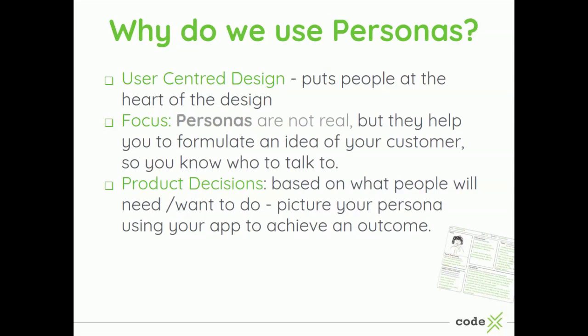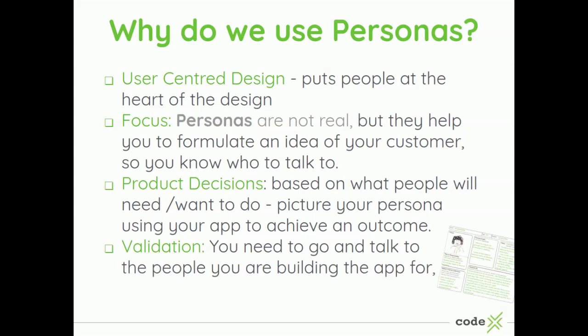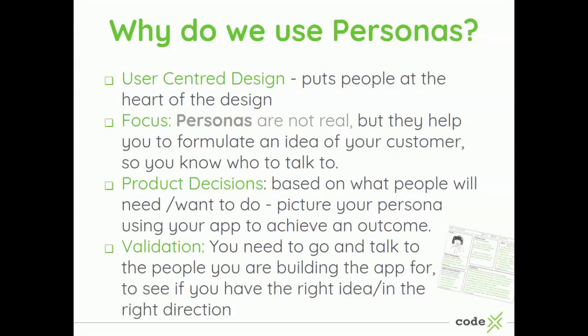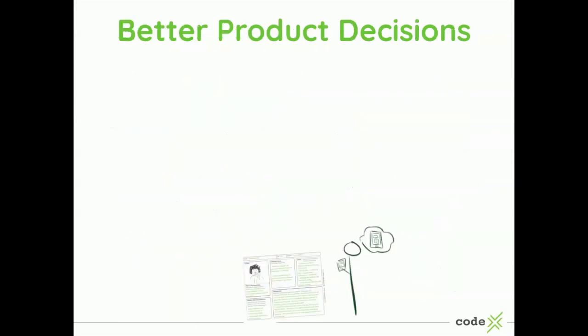Product decisions. Based on what people will need or want to do in the application, you need to picture your persona using the application to achieve a specific outcome. And then with validation, you need to go and talk to the people you are building the application for, to see whether you have the right idea of what they need and whether you are still going in the right direction.